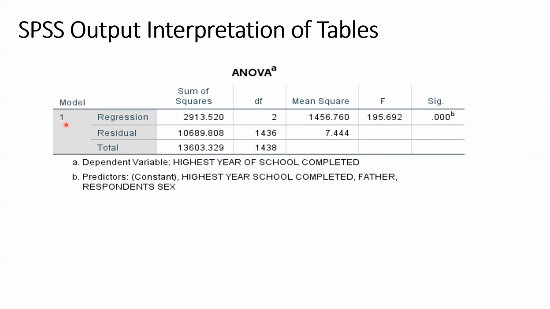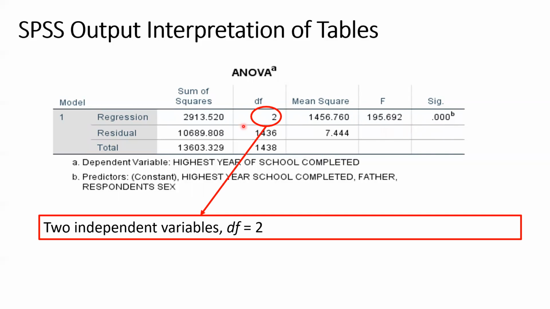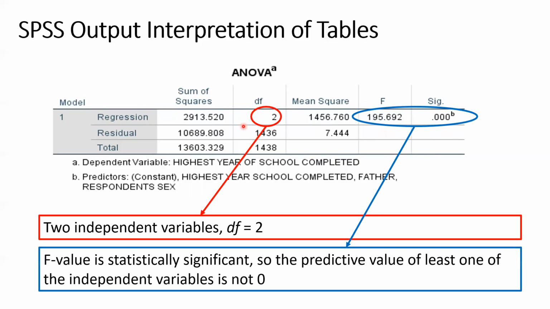From our ANOVA table, we can see that we have a significant F value, which tells us that at least one of our independent variables is not 0, right? Because that's testing it against the null hypothesis. So our predictive value of at least one of the independent variables is not 0. And our degrees of freedom is 2 because we have 2 independent variables, highest year of school completed for the father and the respondent's sex.